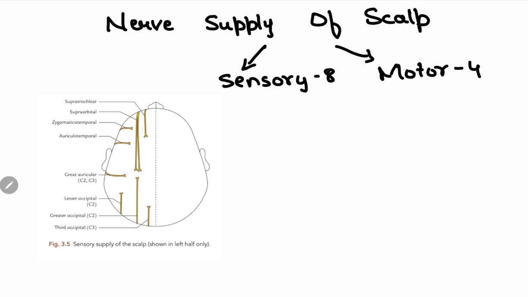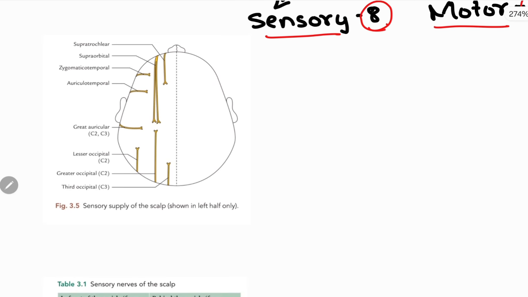Next, we will see nerve supply of the scalp. It has two types of nerve, sensory and motor. Sensory are 8, motor are 4. Sensory nerves we can see: supratrochlear, supraorbital, zygomaticotemporal, auriculotemporal, and great auricular, lesser occipital, greater occipital, third occipital. GLGT: great auricular, lesser occipital, greater occipital, third occipital.